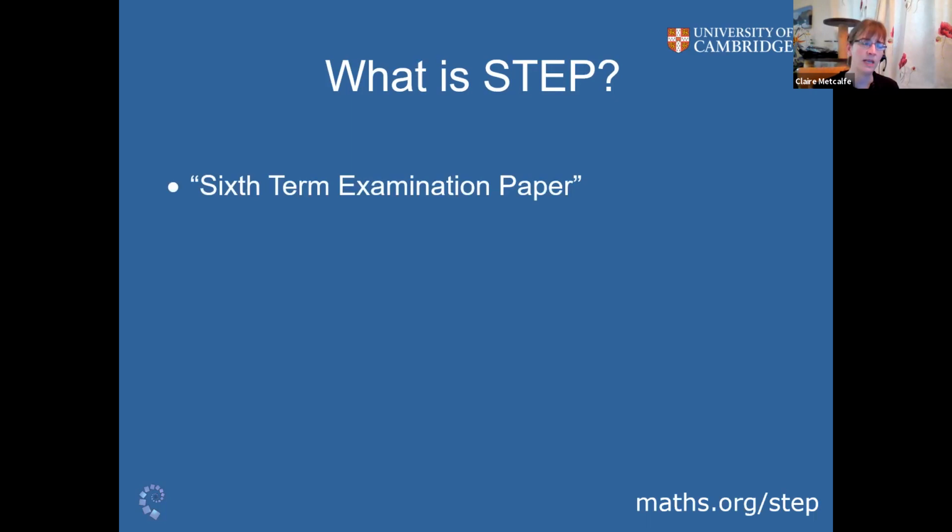So STEP stands for Sixth Term Examination Paper. That's because it's taken in the sixth term of your sixth form studies. Pre-1986 or so, the way that Cambridge used to do entrance is that you used to sit a paper in November and you either sat it during your fourth term of sixth form or during your seventh term. So some students would stay at school for an extra year and do their Cambridge entrance after they'd done their A-levels. But in about 1986, that all got changed and we ended up with STEP.